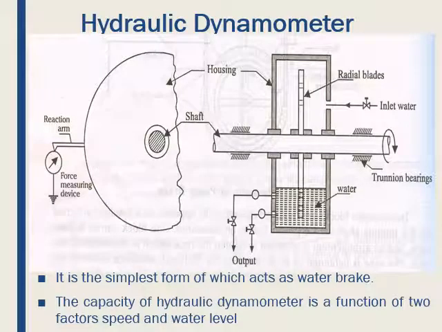Next, we move to the hydraulic dynamometers, or what we call fluid friction dynamometers. Here, the simplest form acts as a water brake, in which water itself acts like a brake. The capacity of a hydraulic dynamometer is a function of two factors here. One is the speed and the second one is the water level.